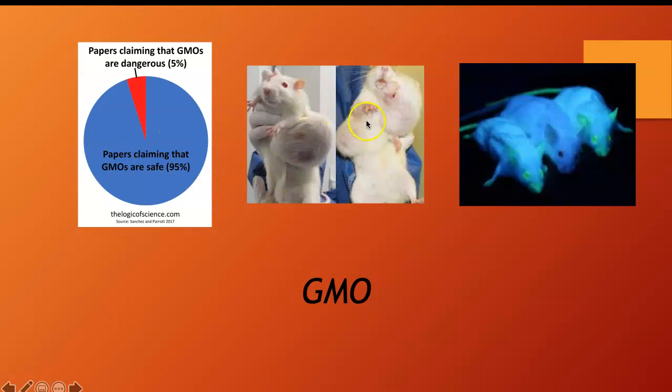This is showing the tumors in mice that were fed GMO crops. And GMO could be really cool. They incorporate fluorescent genes into the mouse. You can see some parts of the mouse can glow in the dark, the fluorescence.